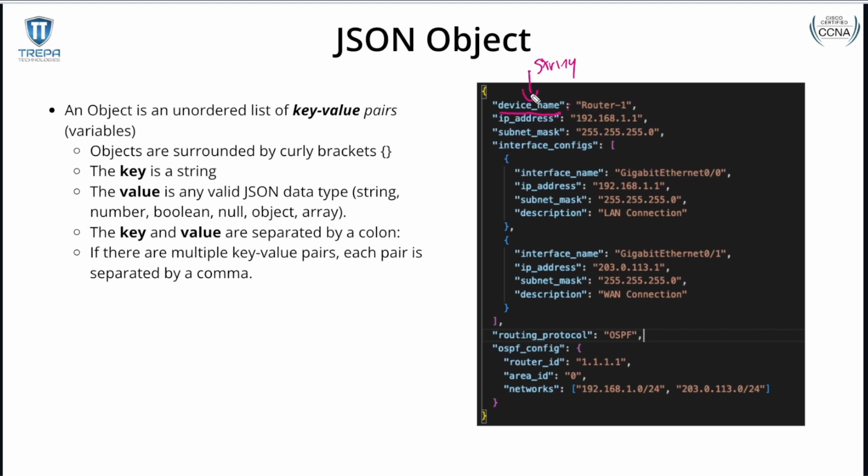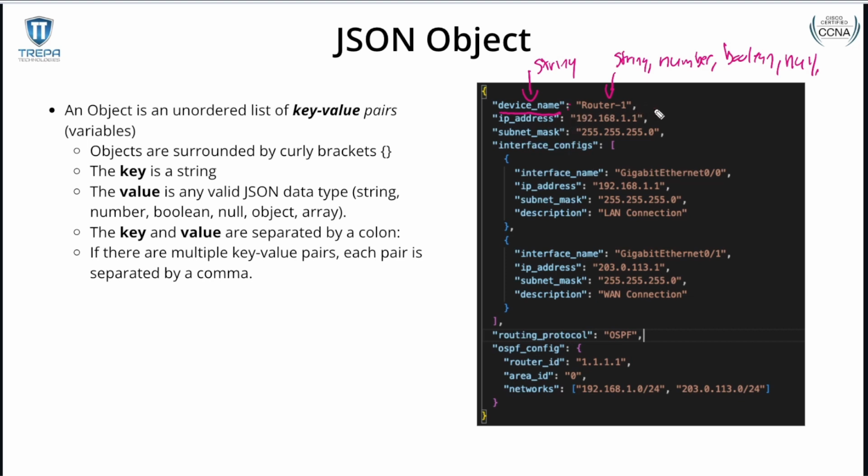That's essentially a variable, right? We're setting the variable device name or that key, and that value can either be a string, a number, Boolean. It can also be null, which just means nothing. Or it could also be another object or an array. And let's get into that. So that's pretty easy to understand, right?